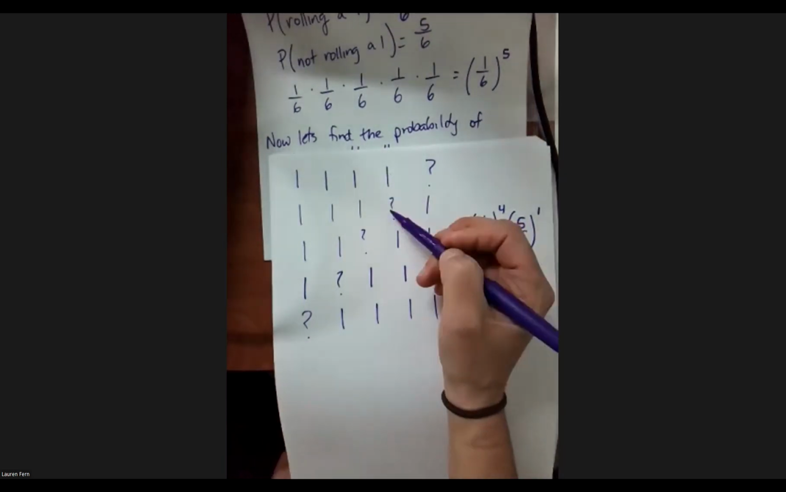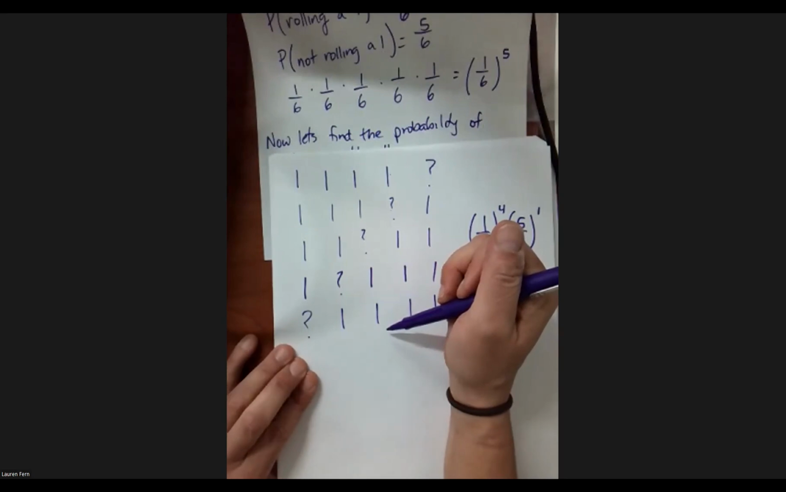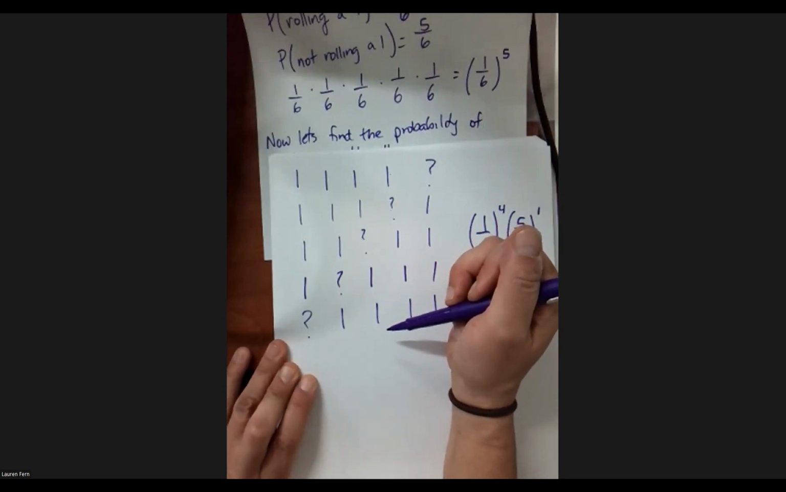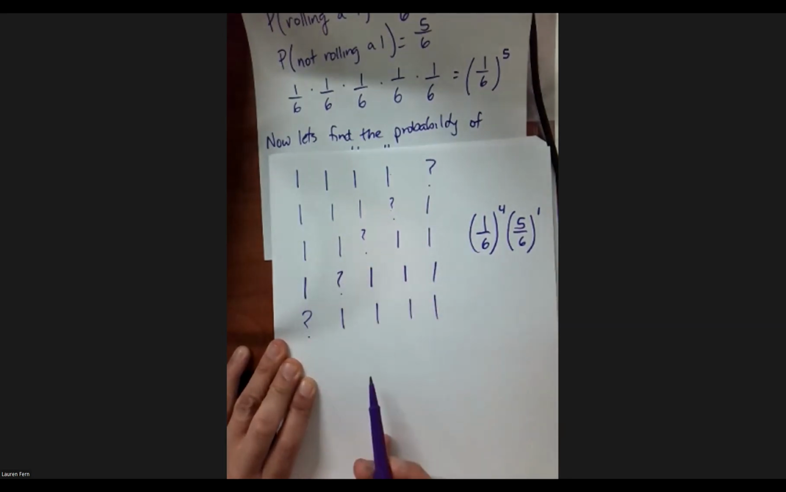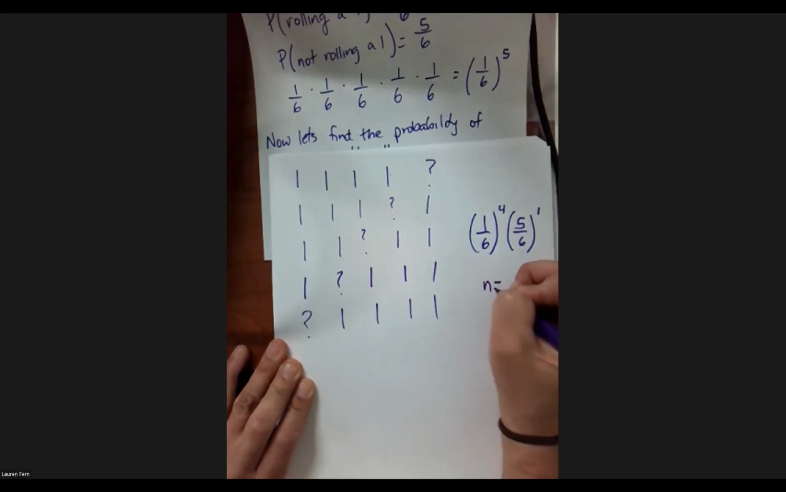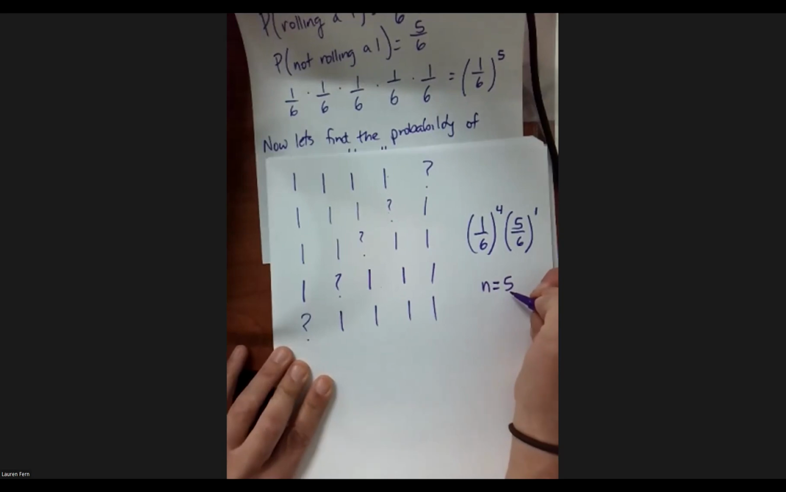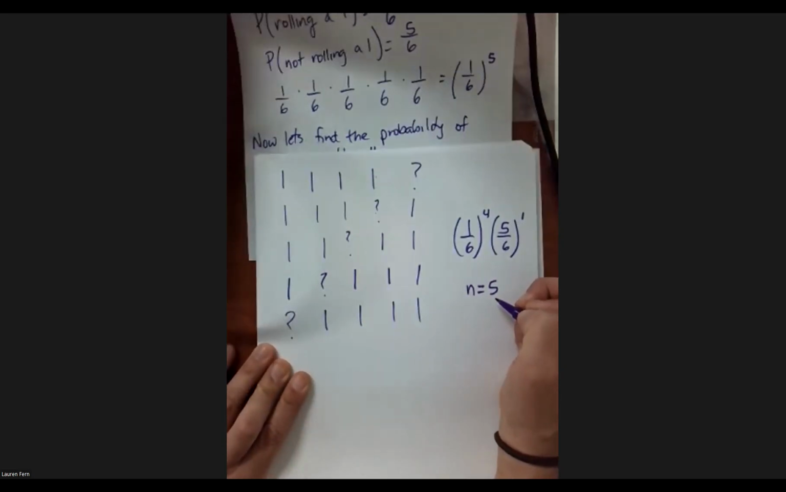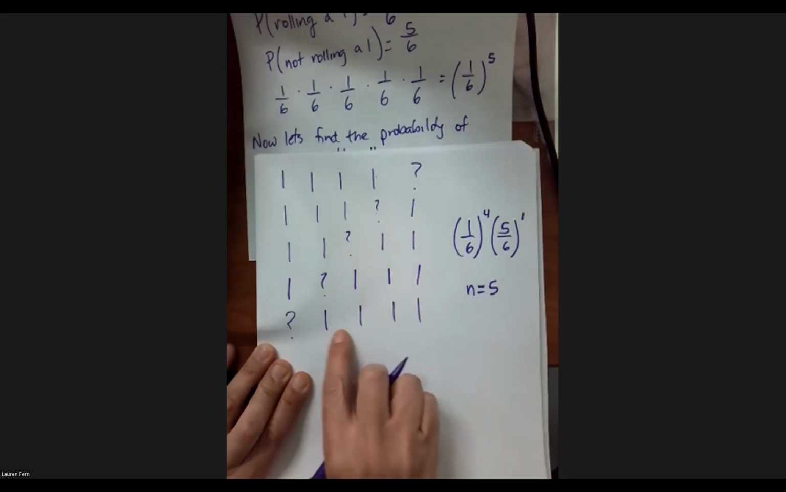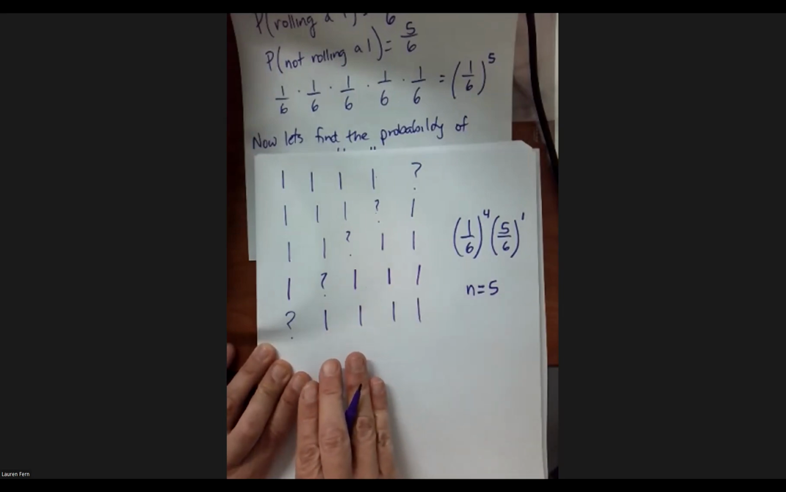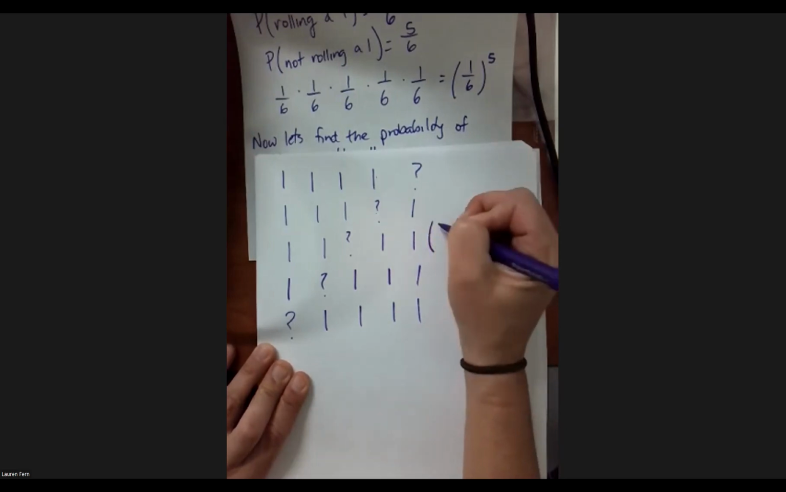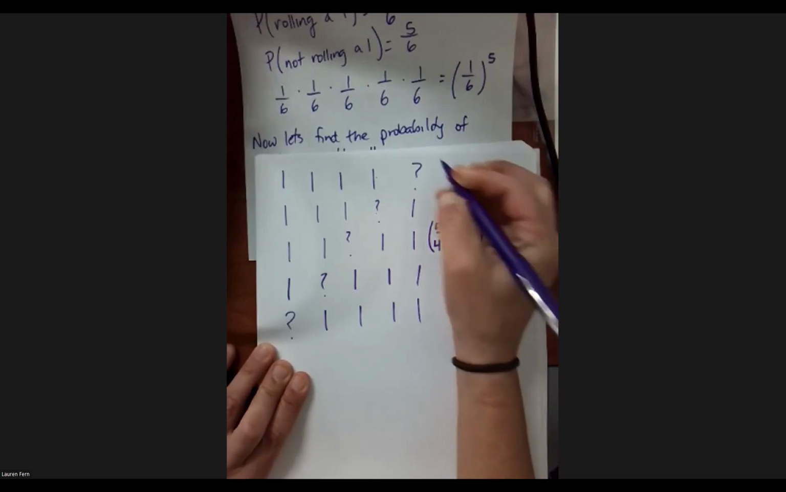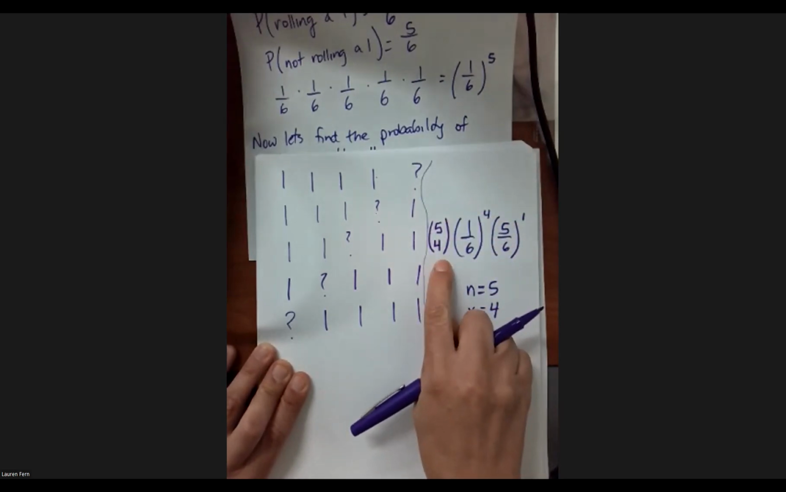But how many different cases are there? How many different ways could we roll exactly four ones? Aren't there five different ways this could happen? Okay. So what I want to say is we're still doing this experiment five times. How many ones did we want to get? Four. And I claim that the way you would compute that is 5 choose 4.